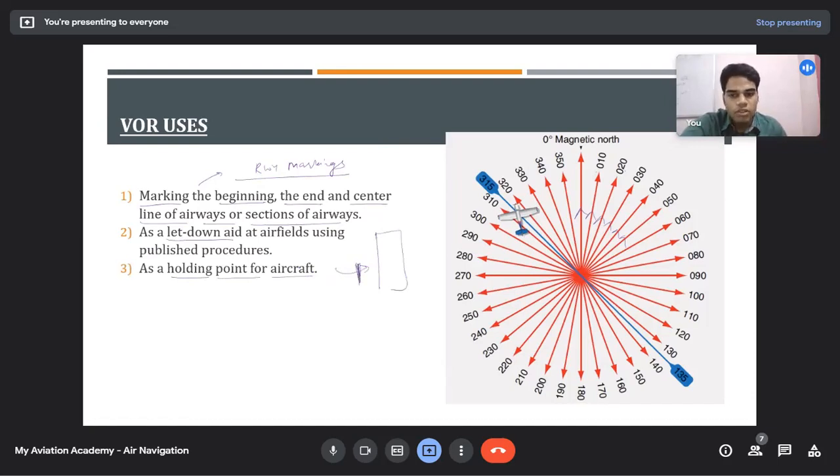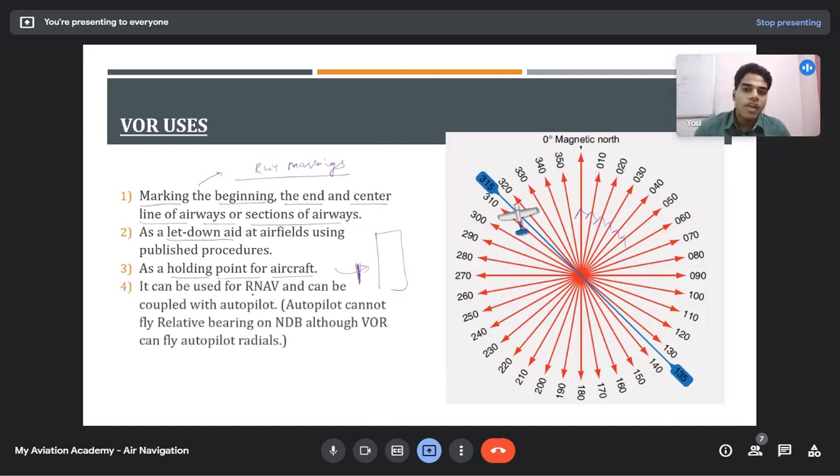So this point can also be decided with this. How? Because it calculates the range and your bearing. It can also be used for RNAV. Now, RNAV is area navigation. It's not in your syllabus as well. It's basically a later portion using your GPS and all. Okay. Can be coupled with autopilot as well. So there are many advantages and it is even more beneficial than an ADF. So why not use it?